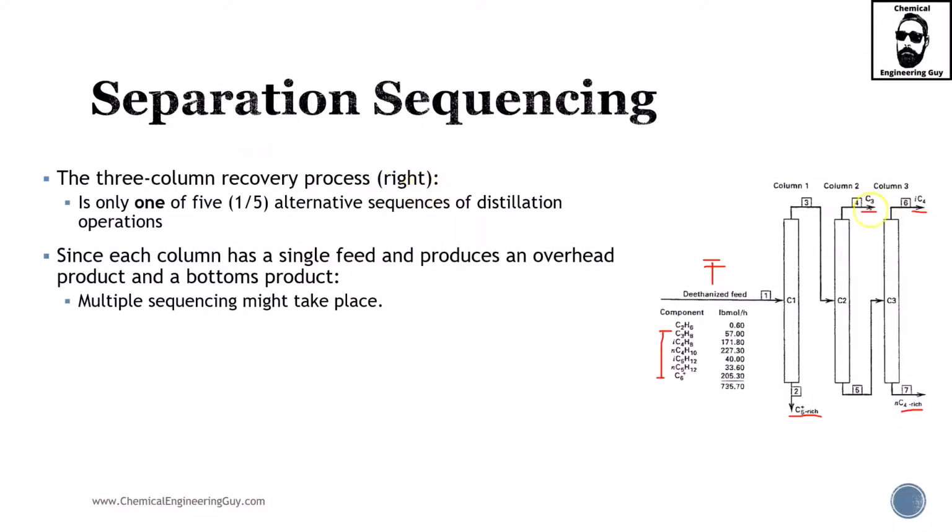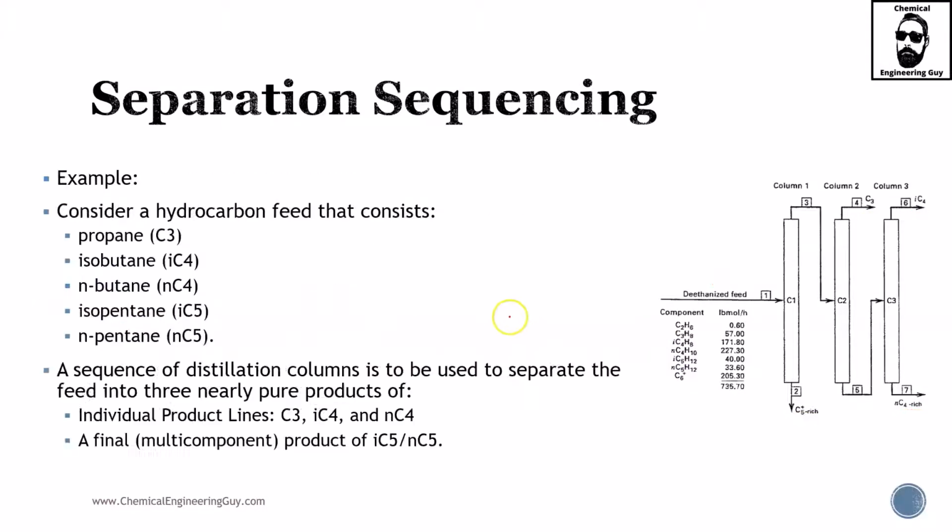The three column recovery process to the right is only one of five alternative sequences of distillation operations. So actually it blew my mind when I saw that there are ways in which we can change the separations. And I know that in mathematics, typically the order of products will not affect or alter the final result, but in separation processes it does. What we cover in separation sequencing is, of course, understanding the general rules for separation and what the main focus is: first, obtaining purity, maybe second, energy requirements, and so on. So a small summary to take from here is that multiple sequencings might take place.